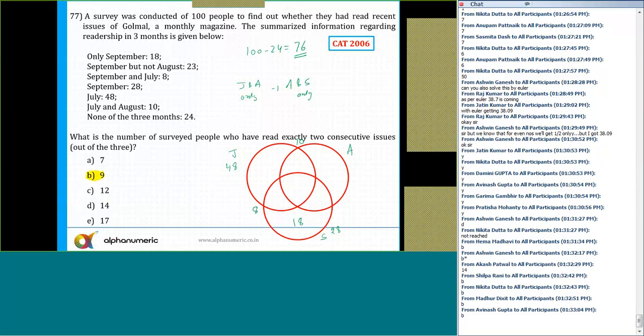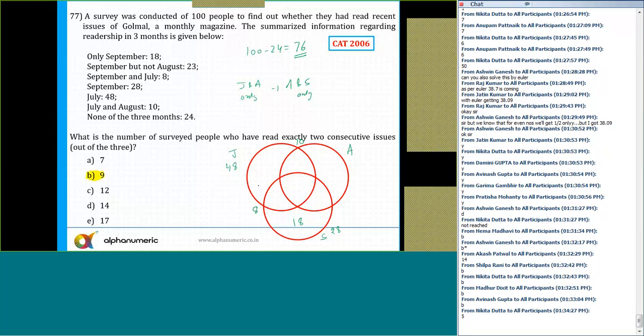So only September, it is 18. September but not August is 23. Okay, September. Now tell me one thing. September but not the August. Outside here, 24 is none. Okay, September but not August is 23. So it includes September, but it is not including the August, is 23.